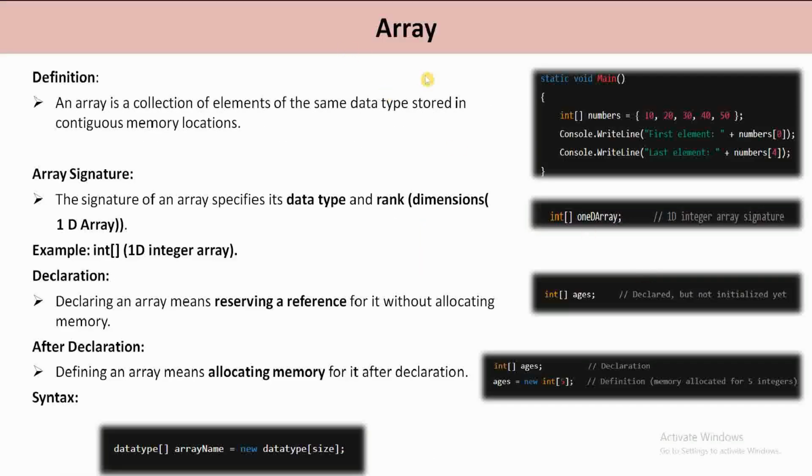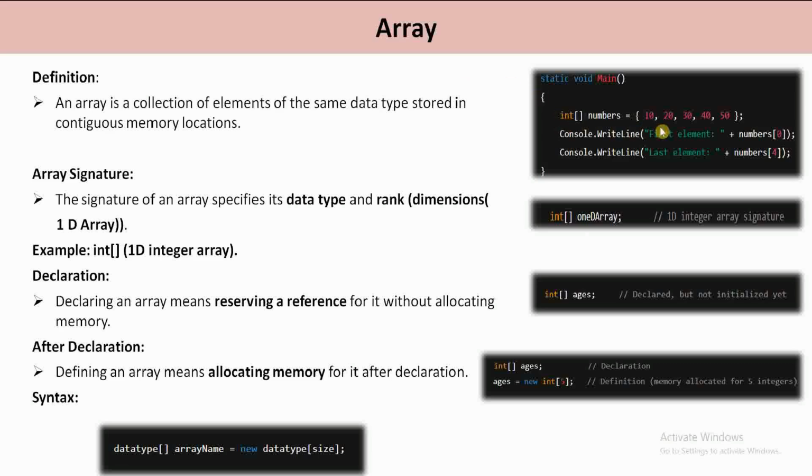Next we have array. An array is a collection of elements of the same data type stored in contiguous memory locations. An array is a collection of elements, means we can add as many elements as we want, but here is the thing that they should have the same data type. Means if we declare an integer array, then we can only add integers, not strings, and we add them into contiguous memory locations, means one after another it will add the data in a sequence. So here we have the example.